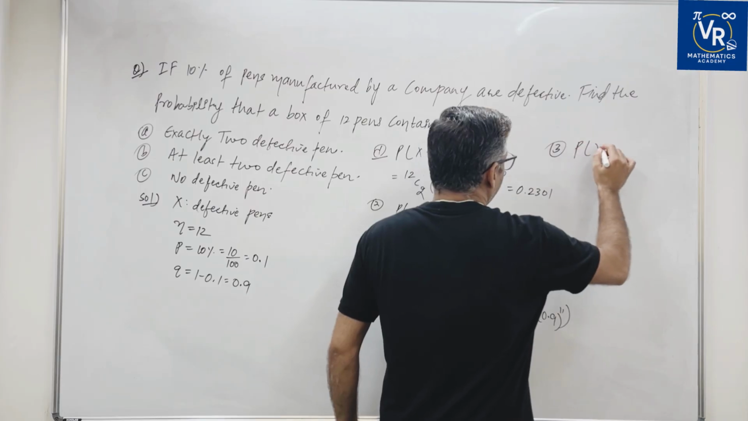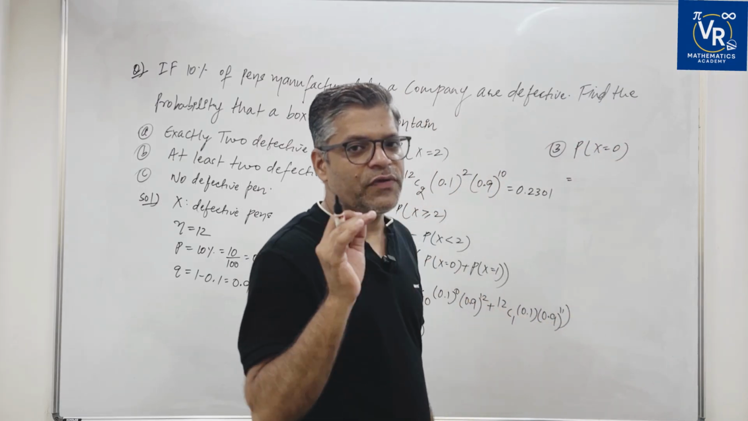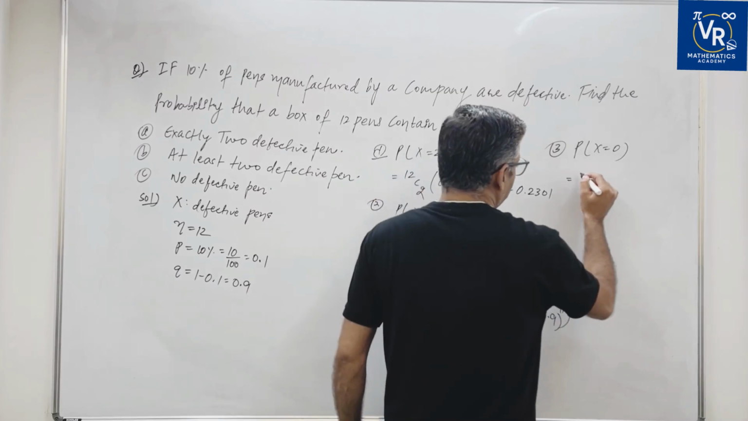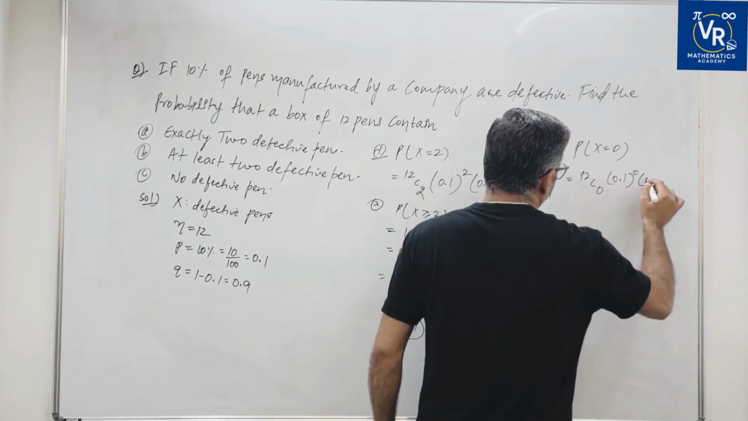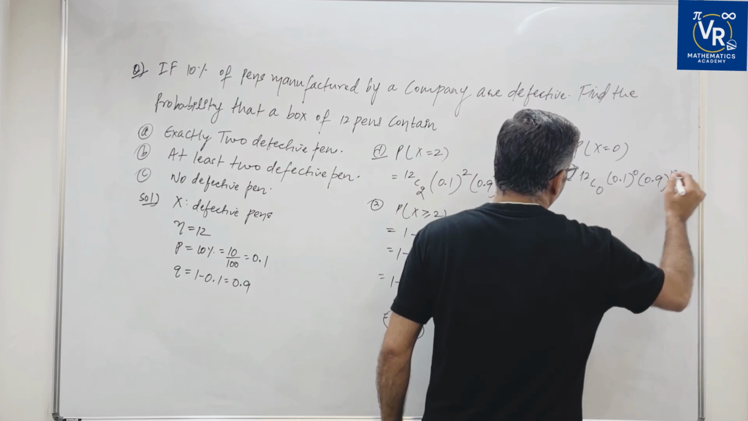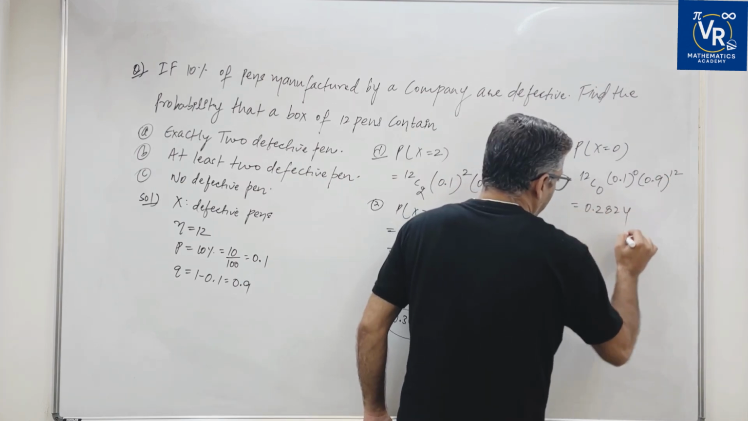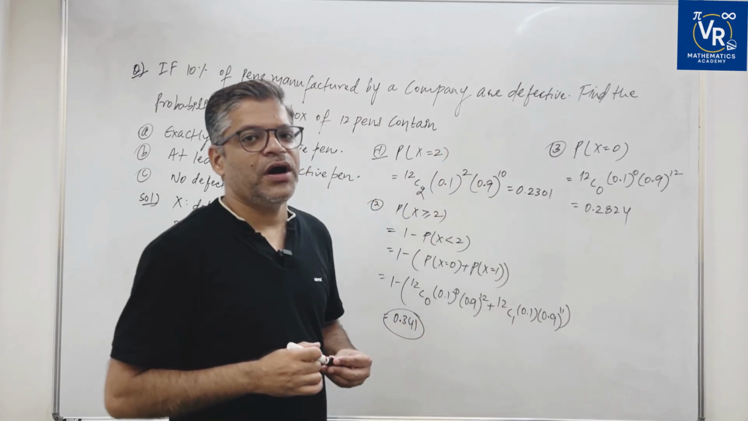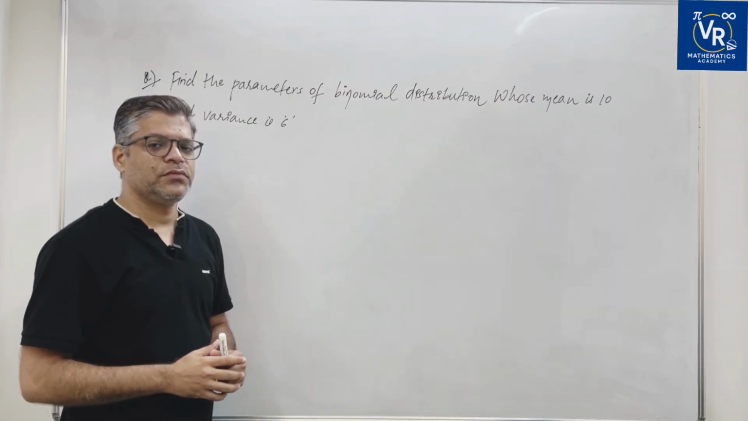Third one, probability of no defective pen. No defective pen, that is probability of x equal to 0. And this can be written as 12C0, 0.1 raised to the power 0, 0.9 raised to the power 12. And it will be 0.2824. So this is the way how we can find out the probabilities of defective pens.